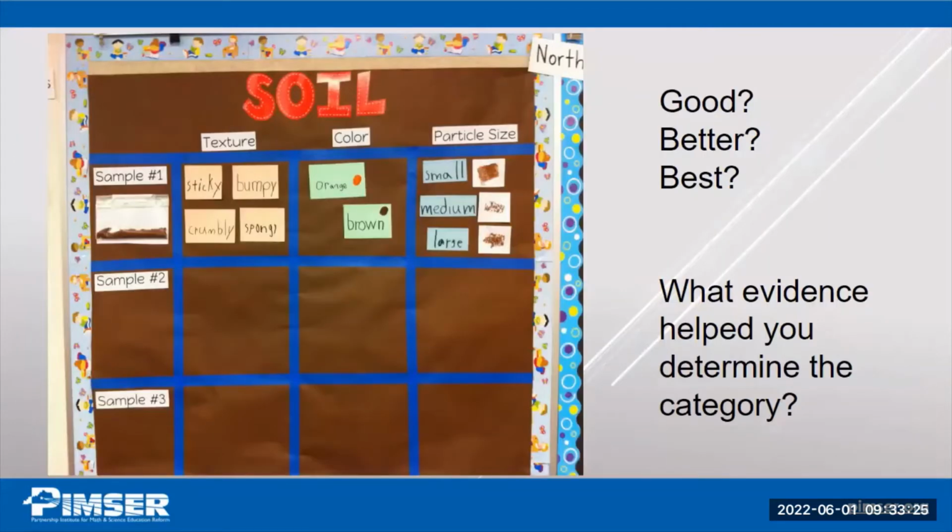Well, here's a sample word wall that students used to describe characteristics of soil that they'd explored. Using the rubric, how would you rate this word wall? Good, better, or best? And what evidence might help you determine which category? If you're working with a group, you may want to pause and discuss how this word wall fares on Jackson's rubric.